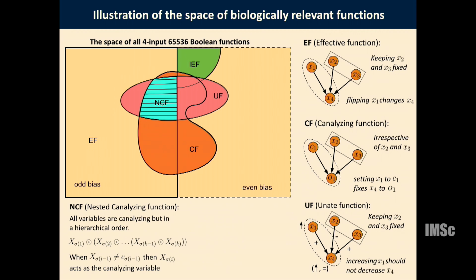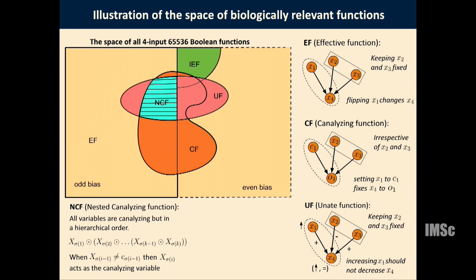An input can be canalizing if for one value of that input, that is either 0 or 1, regardless of the values of the other inputs, the output is fixed. So the canalizing property of a node essentially allows you to capture the veto property of a given regulator. And this notion of canalizing function, which was first proposed by Kauffman in his book in 1993, has subsequently been extended to the notion of nested canalizing function, wherein all the inputs satisfy the canalizing property in a hierarchical fashion.